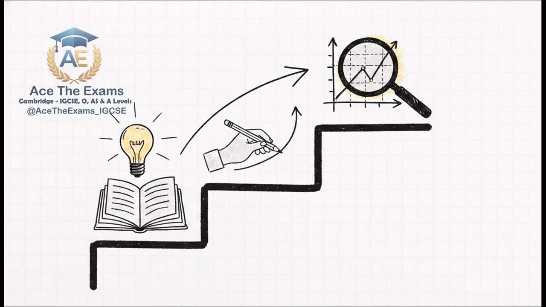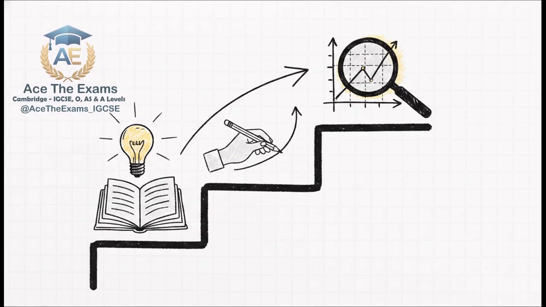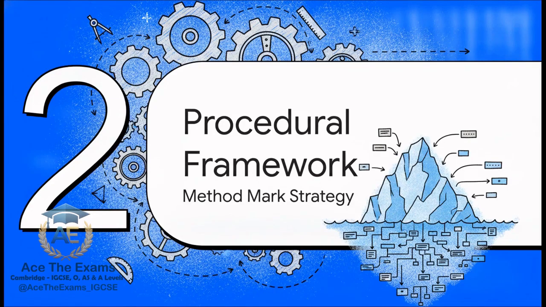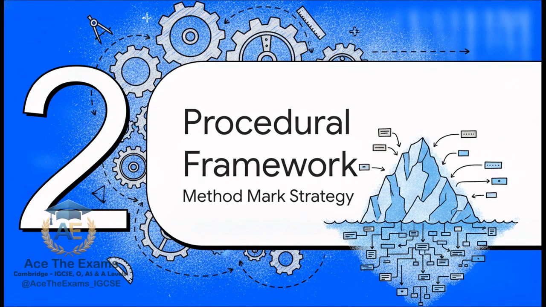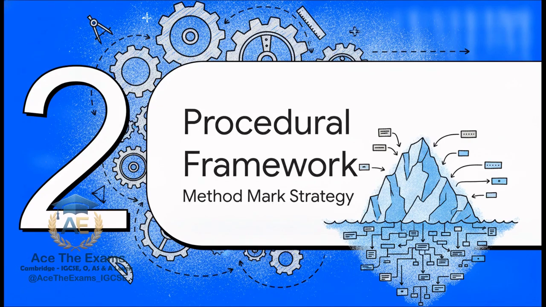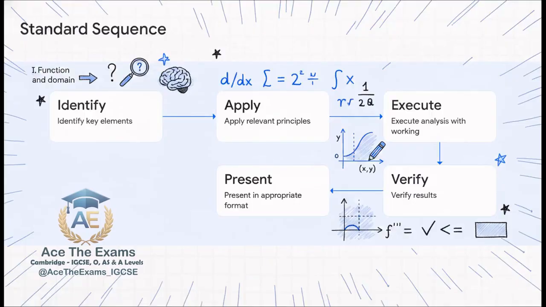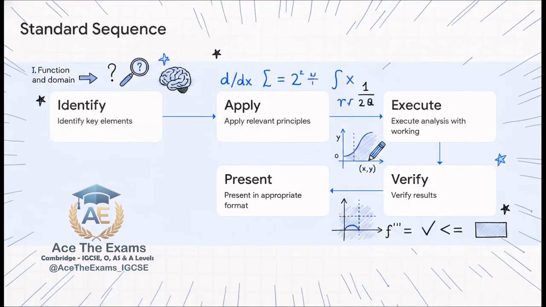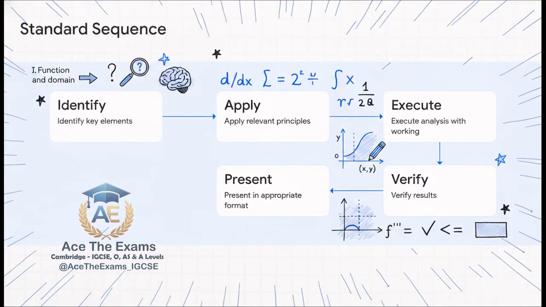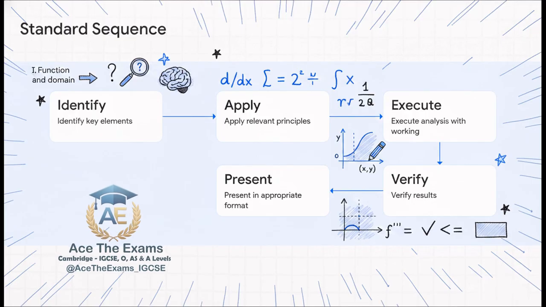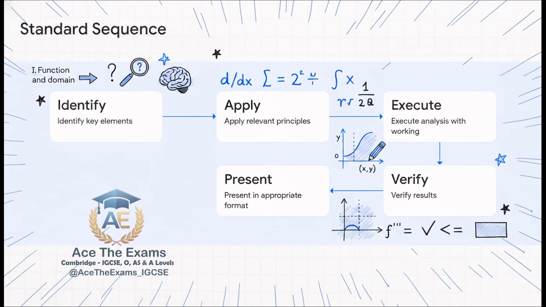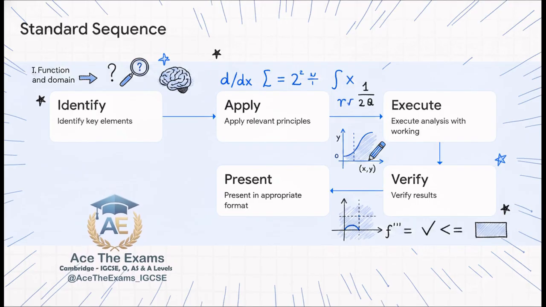You need to prove mastery across all these domains to unlock the top tier of grades. Moving right along to Section 2, the procedural framework. We like to call this the method mark strategy. Listen, you must walk through this strict, 5-part standardized sequence. This is your mathematics success blueprint. This is how you turn Alex and Sam's red cross marks into green check marks.